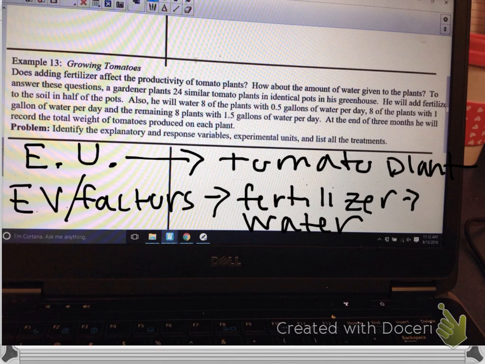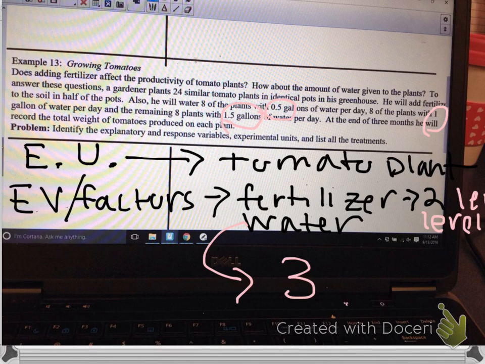Okay, so for the fertilizer, it says he'll add fertilizer to half the pots. So that means there's two levels. Let me change the color on us here. Oh, can you see? Right? Rewrite it down here. Okay. The water now. It looks like he's going to give 0.5 gallons of water. He's going to give 1.5 gallons of water. And then, is that it? He will water 8 of the plants with 0.5 gallons, 8 of the plants with 1, and 8 of the plants with 1.5 gallons. So there's 3 levels for the factor of water.